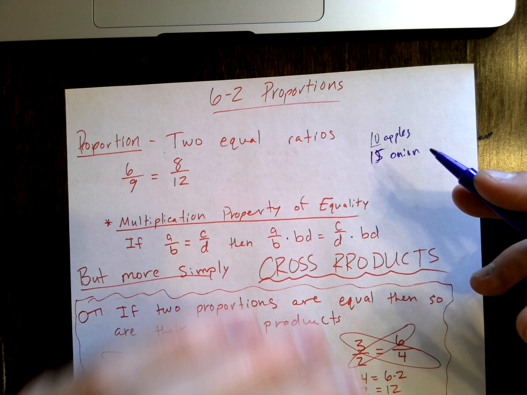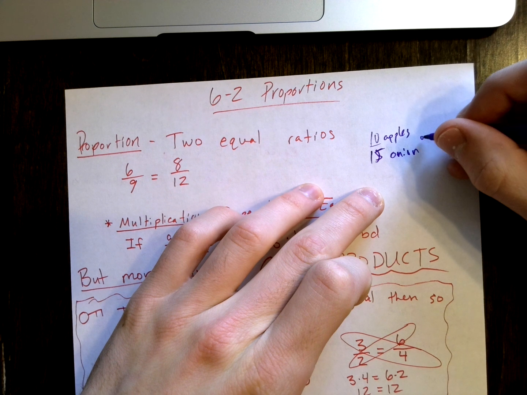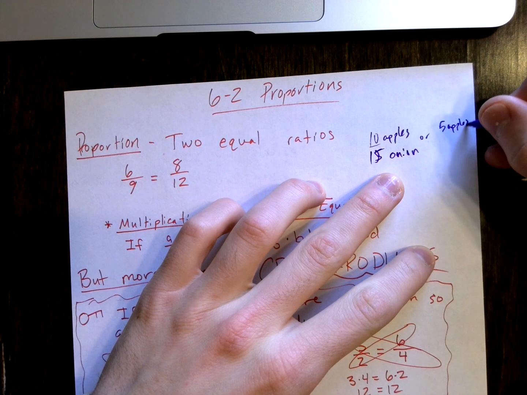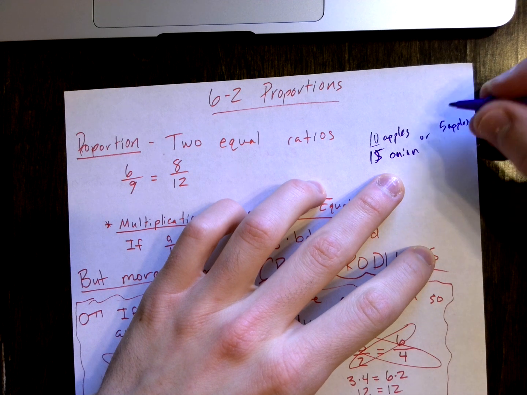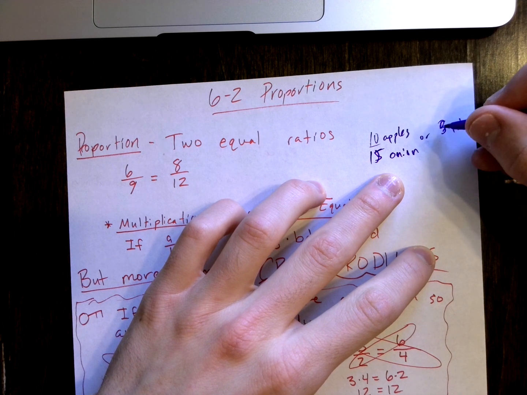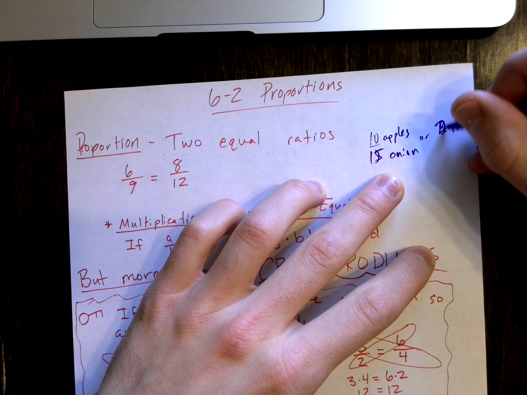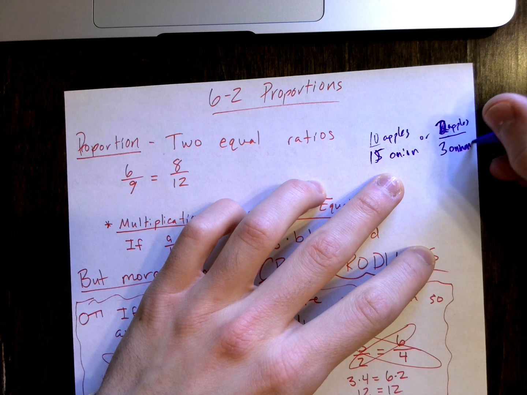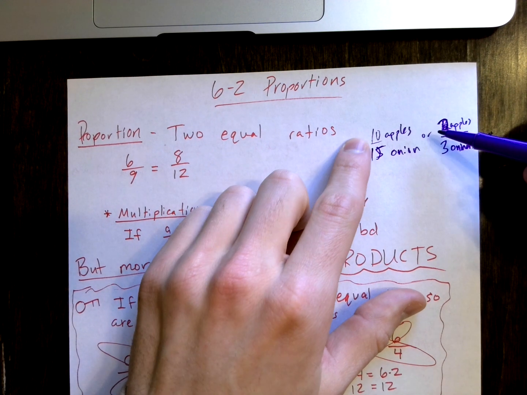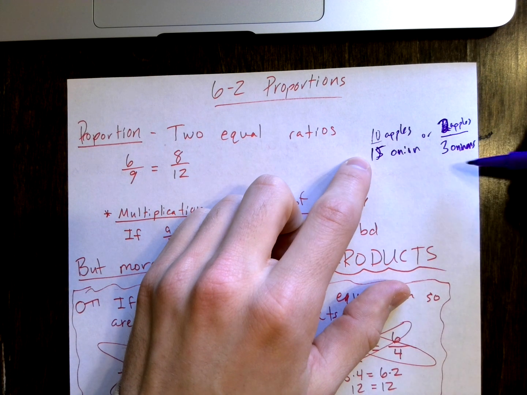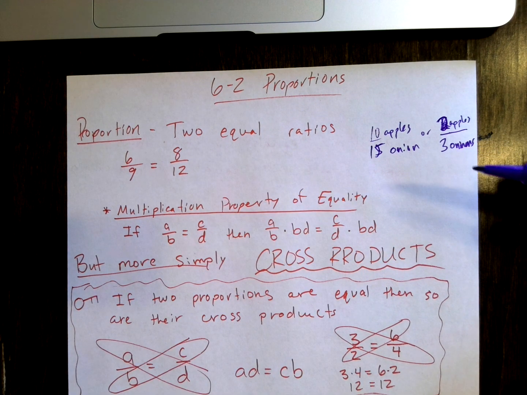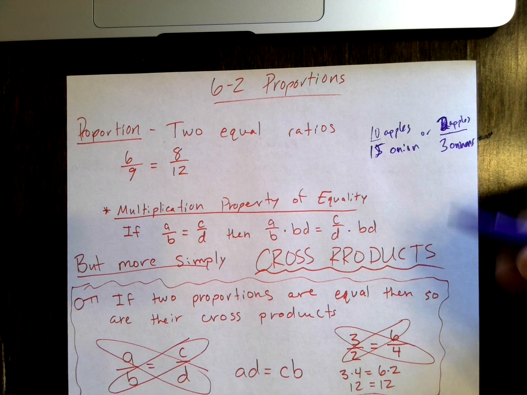So I could say 10 apples for every 15 onions, or 5 apples. That's not going to work very well. Let's do 3. Let's divide by 5, and let's do 2 apples for every 3 onions. And if you notice, these are equivalent fractions. This is going to be the same as 2/3. If we just divided each of these by 3, we would get this right here. So those are going to be two equivalent proportions, is what we're going to call those.